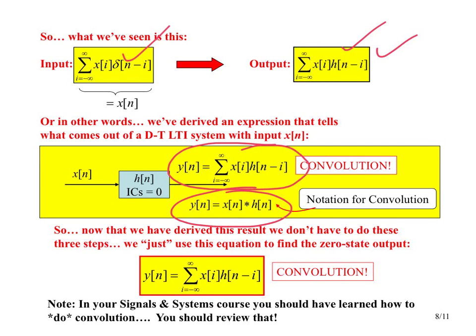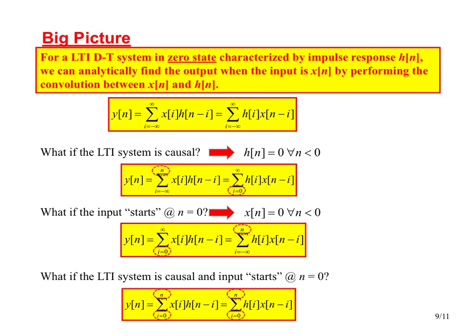And so that convolution sum is something that, in the signals and systems class, we spent a little bit of time learning how to deal with. I would thoroughly recommend that you go back and do some of that graphical convolution just to remind yourself of how that actually works. So our big picture here, for an LTI discrete time system in zero state with an impulse response h of n, is that we can analytically find the output by just convolving the input with the impulse response.